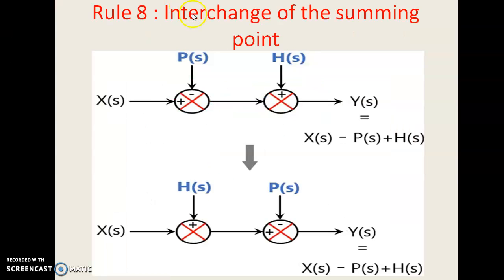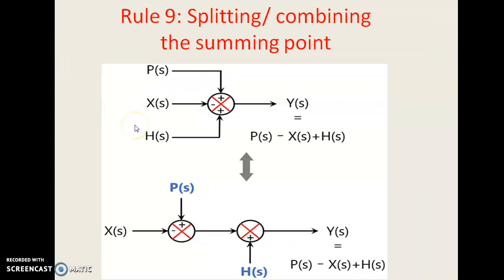Then rule number 8, interchange of the summing points. It is also possible to interchange two summing points as shown in this figure. Depending upon H, suppose it is feedback and it is the forward path, we can interchange if there is a need. It is possible to split, meaning separate, two summing points, and the bidirectional arrow indicates it is possible to combine as well as split, and from splitting, combining is also possible.